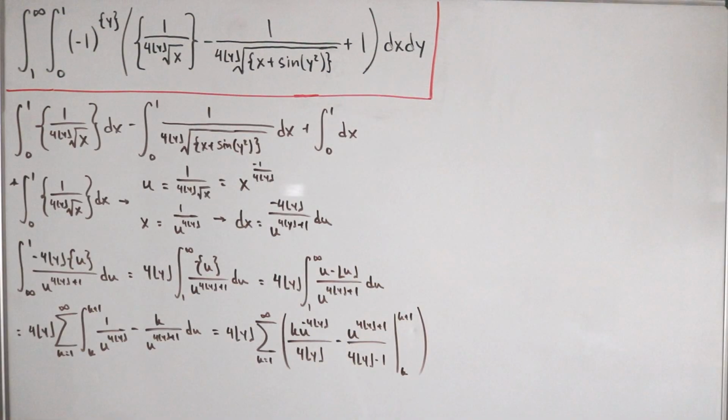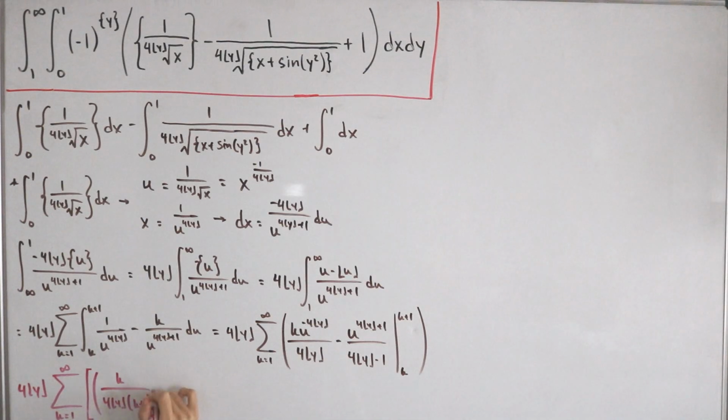So now, if we plug everything back in together, I'll have 4 floor y, which is still just outside, multiplied with the infinite sum, k equal to 1, and then everything inside, so let's say we have k divided by 4 floor y, times k plus 1 quantity to the power 4 floor y, and then we subtract this. Under the denominator, let me put that first, it's 4 floor y minus 1 quantity, multiplied by k plus 1 to the power 4 floor y subtract 1, and the numerator is just 1.